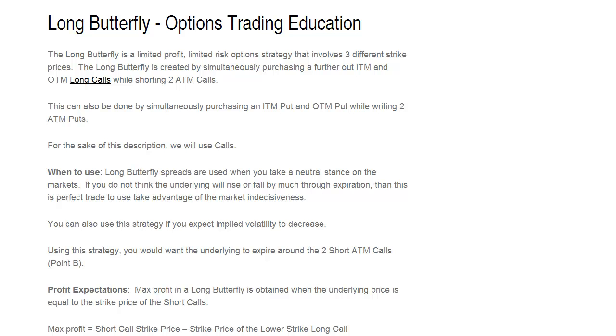This strategy is a limited profit, limited risk strategy that involves 3 different strikes. You're going to be selling the strike in the middle. This could be constructed with calls and puts, or just calls or just puts. When you construct this spread, you'll buy one over here, and then you'll sell 2 in the middle, and then you'll buy one over here. And typically this will be at the money right in the middle.